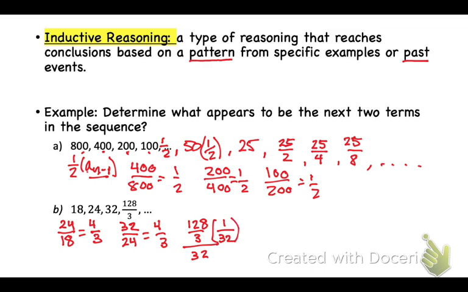Well, something goes into both 128 and 32, doesn't it? Probably 4 does at least, right? Yeah. So that would be 8 and 32. Does 8 go into 32? Yeah. How many times? 4. So what did I get again? 4/3. So it's 4/3 the number before it.